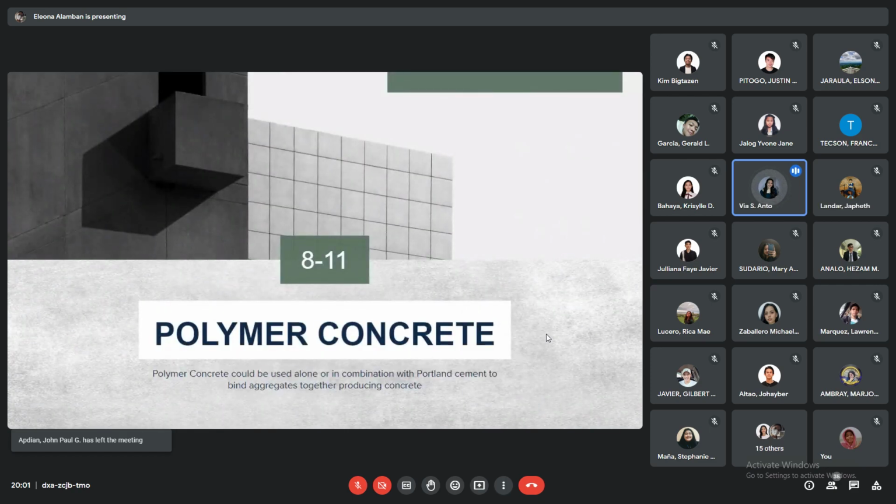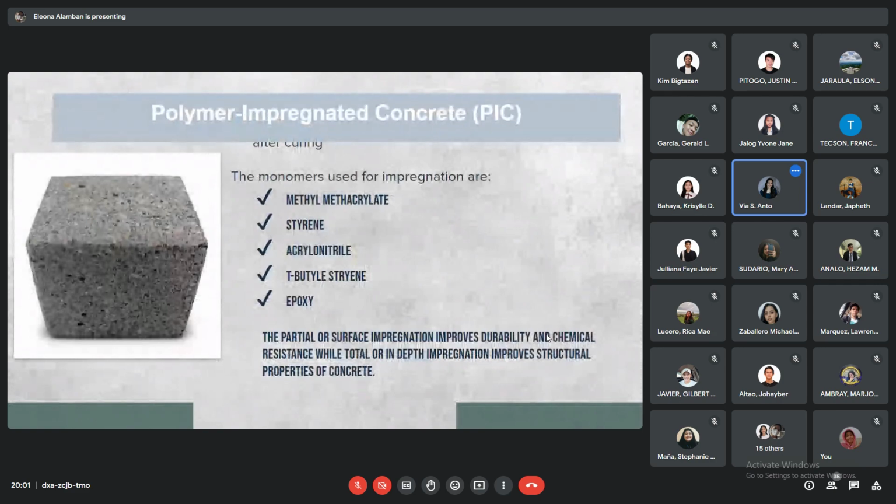So, polymer concrete. What is polymer concrete? Polymer concrete could be used alone or in combination with Portland cement to bind aggregates together, producing concrete. So the first type of polymer concrete is the polymer impregnated concrete.